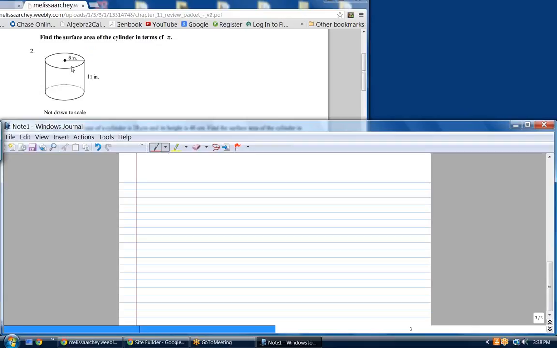Okay. Surface area is different. In this case, surface area is what? It's a combination of two things. The lateral area plus... Remember, the lateral area is the side area. What else is there? The base? Well, there's two of them. There's a bottom base and a top base. So it's two areas of the base.